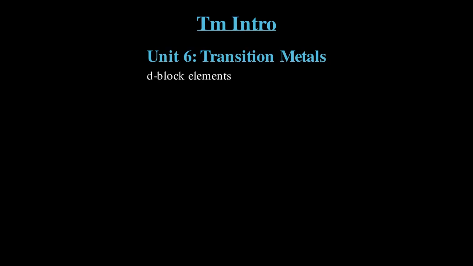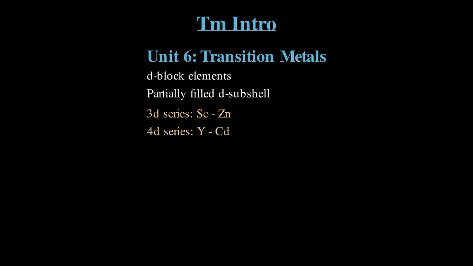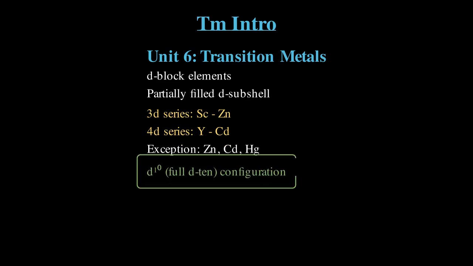So, what are they? Transition metals are D-block elements which have a partially filled D subshell, either in their atomic state or any common ionic state. We study 3 main series, the 3D series from scandium to zinc, the 4D series from yttrium to cadmium, and the 5D series. A key point for your exams, zinc, cadmium, and mercury have a full D10 configuration. However, they are included in our NEB syllabus and studied as transition metals.